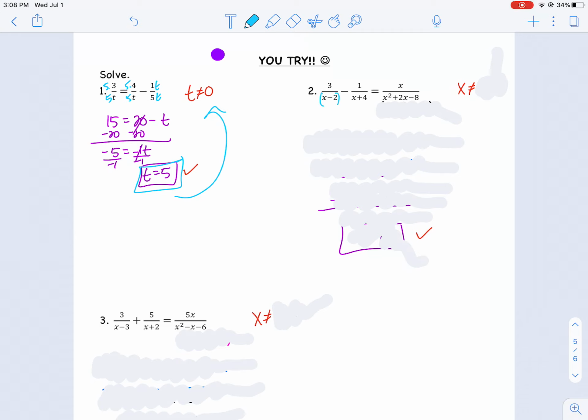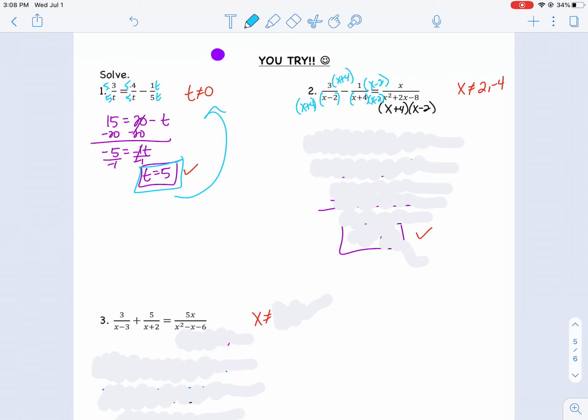The first denominator is an x minus 2. Second denominator is an x plus 4. And if I factor the last denominator, it also has factors of x plus 4 and x minus 2. That means my domain restrictions are anything except for 2 and negative 4. Let's go ahead and get a common denominator. The first fraction needs an x plus 4. The second fraction needs an x minus 2.